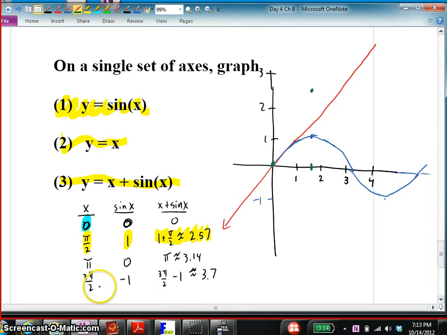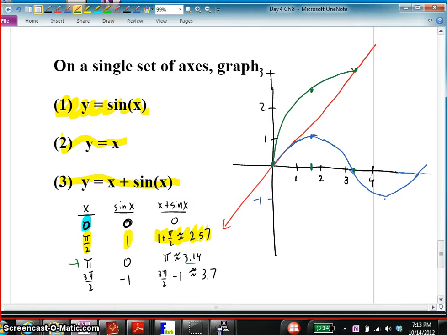And now we go to pi. So if x is pi, sine of x is 0, x plus sine of x is pi plus 0, that's about 3.14. So at pi, which I'm saying is about right there, we are really at 3.14, which will be right on that line. So as you can see, what's happened here is the first 3 points look like that.